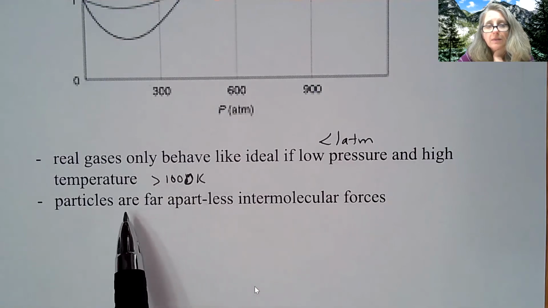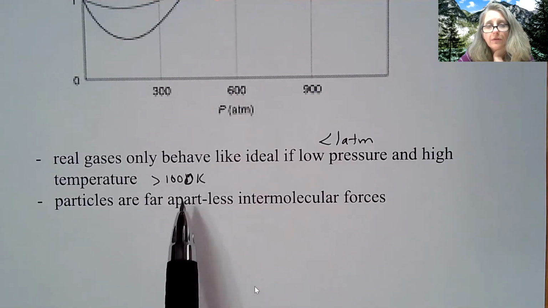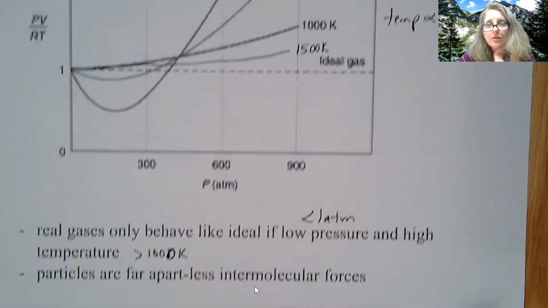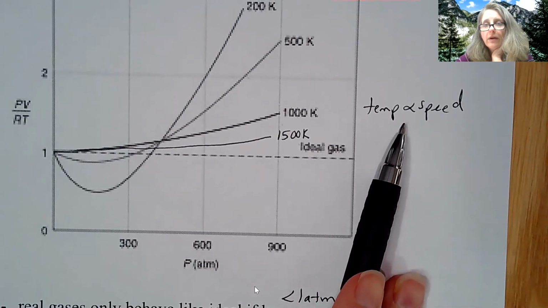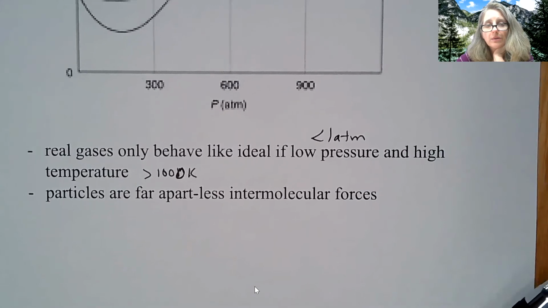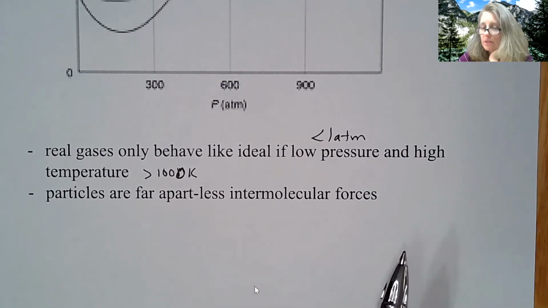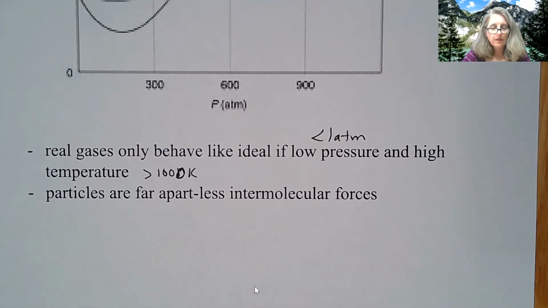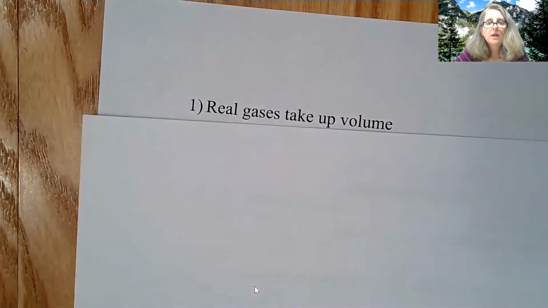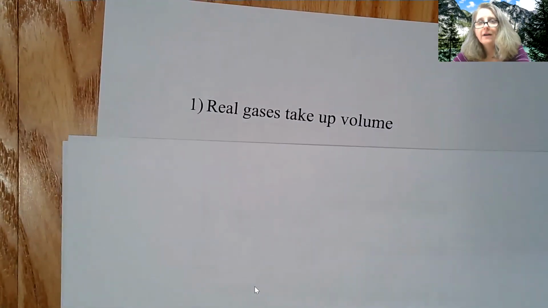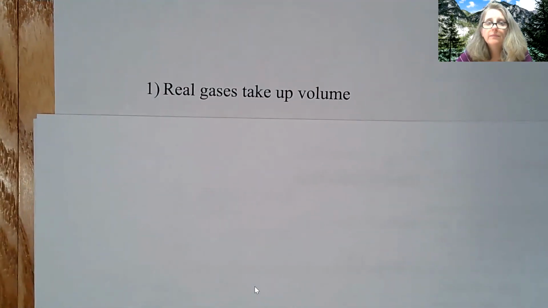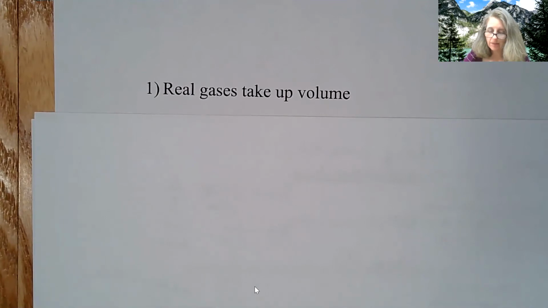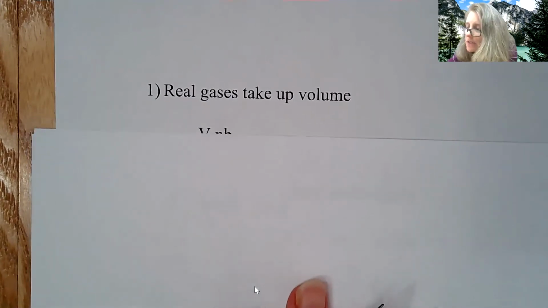The reason for that is because particles will be much farther apart. If they're at higher temperature, that's going to mean you have a much higher speed of those particles, so there's going to be fewer forces keeping them close together. So we have 2 things that we need to account for with real gases, okay? So real gases take up volume, okay? They are matter, so they are going to take up volume. So we need a way to account for that.